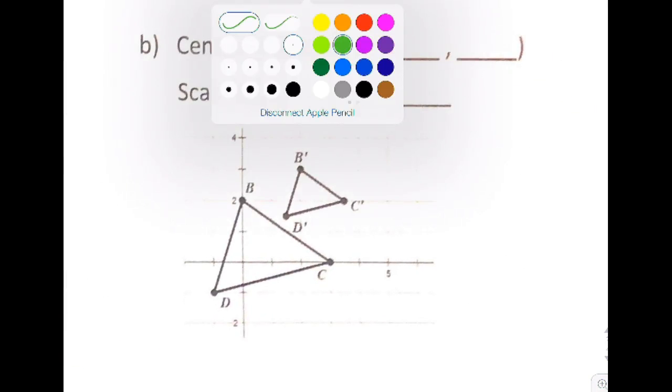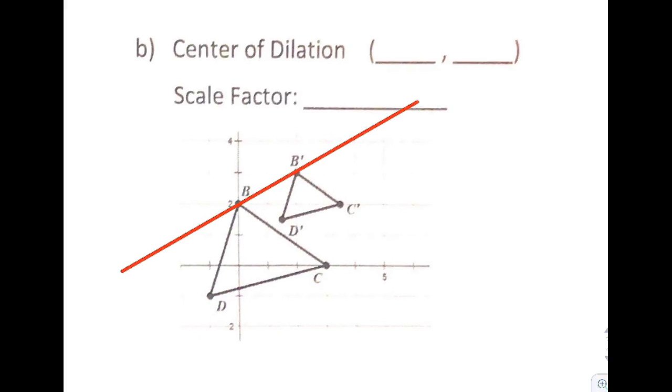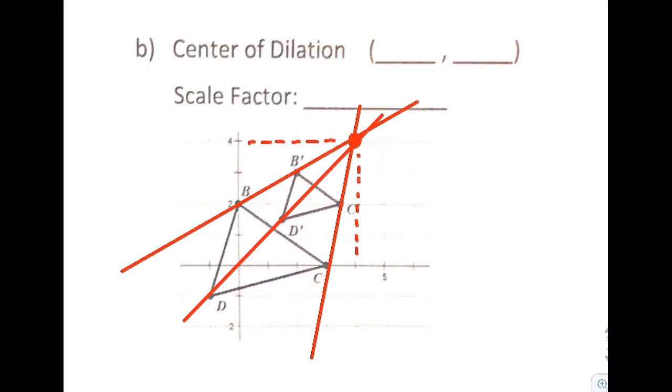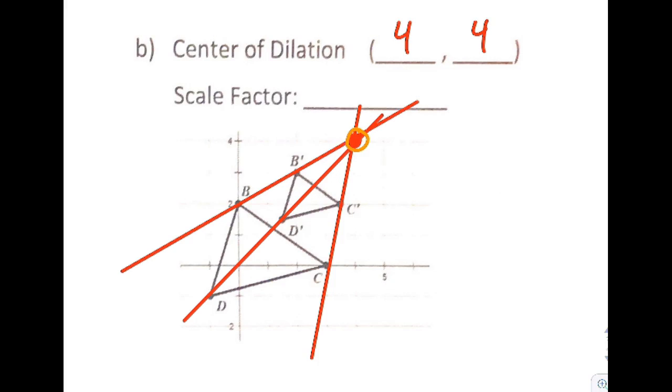6B, start off the same way. Connect your B's together. Connect your D's together. Connect your C's together. And again, a little bit hard to read, but you can tell that it's over 4, up 4. So the point that it meets at is 4, 4. And the scale factor from here to the original, and then from here to here, without even counting boxes, you can tell that that was cut exactly in half.